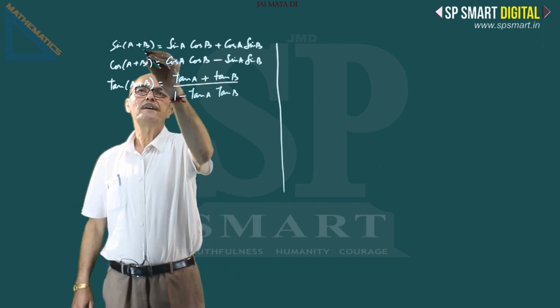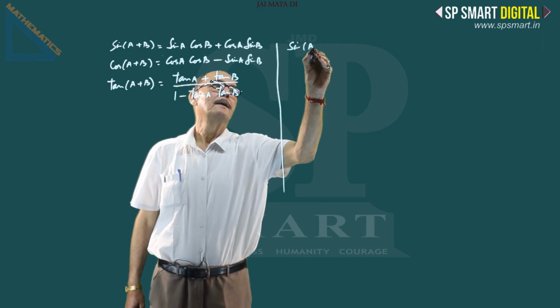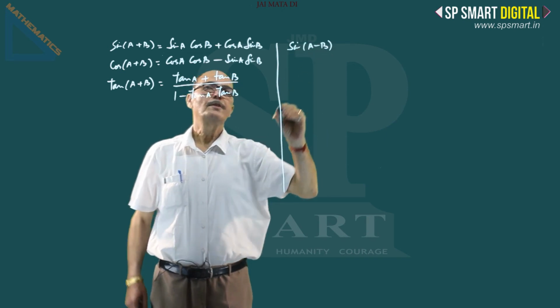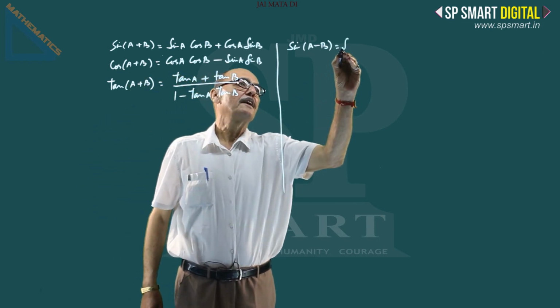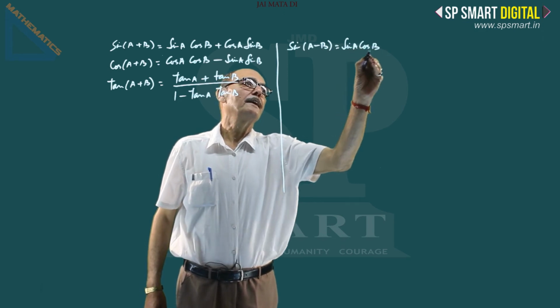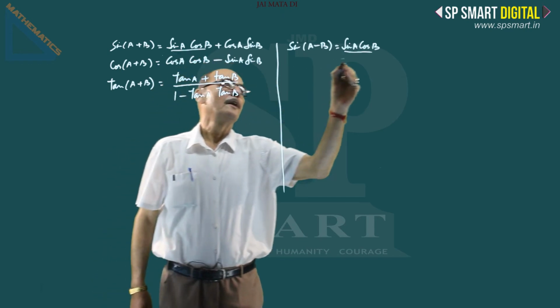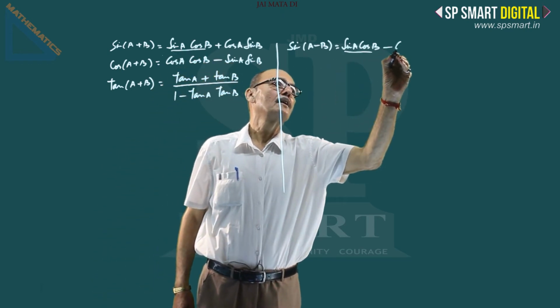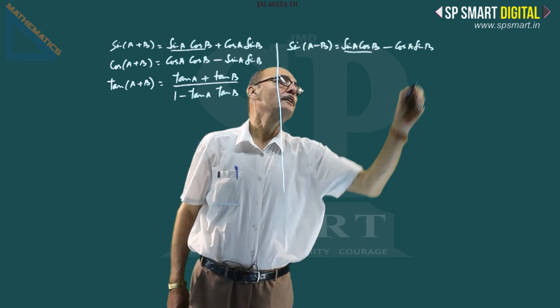Instead of the plus sign, if we have a minus b, the same trigonometric ratios will follow, excepting sine of the first angle, cos of the second angle. You observe that this part is the same as this, minus cos of the first angle, sine of the second angle.